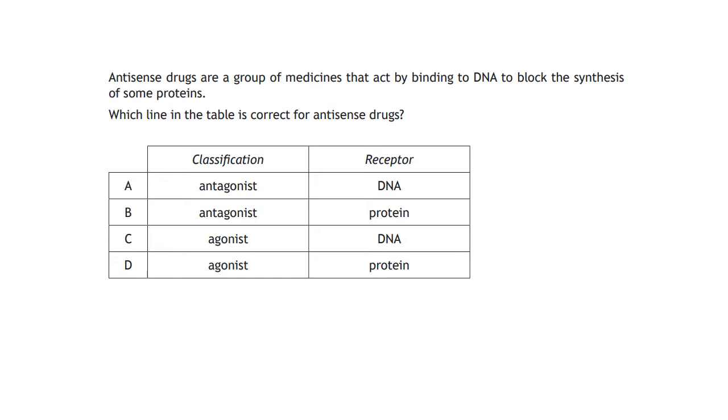Next question. Antisense drugs are a group of medicines that act by binding to DNA to block the synthesis of some proteins. What line describes the correct things for our antisense drugs? Well, they are blocking the synthesis, so they are working against something, so they are going to be an antagonist. So because they are an antagonist, can it be C or D? Now, the antisense, they bind to DNA to block it. So the receptor is the thing that it binds to. So the thing it's binding to is the DNA. So our answer is A.